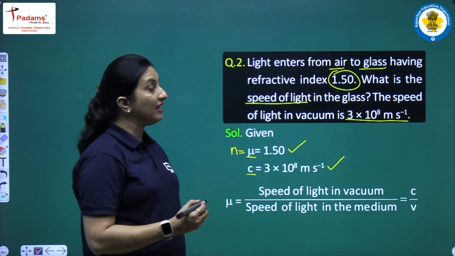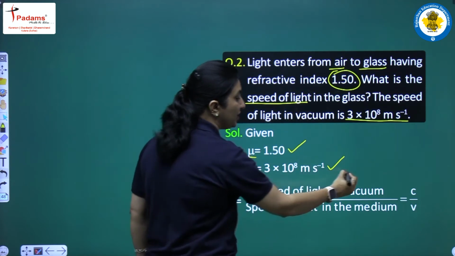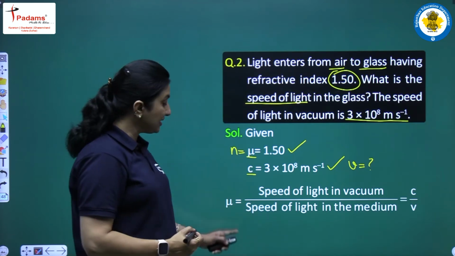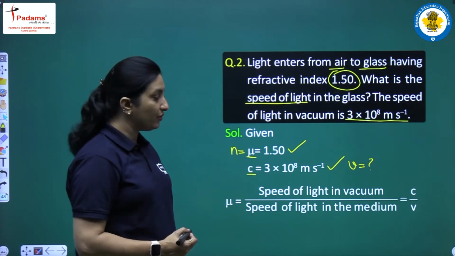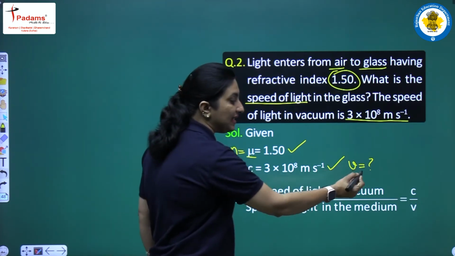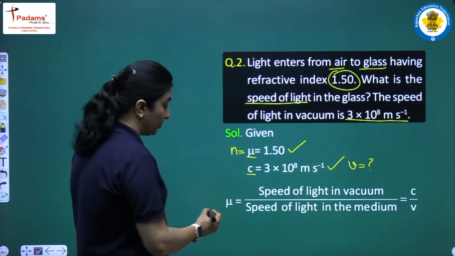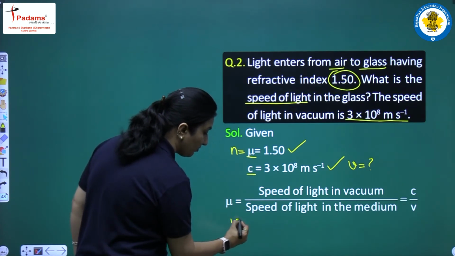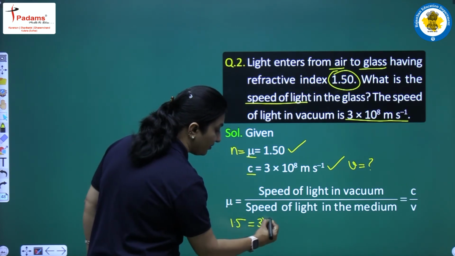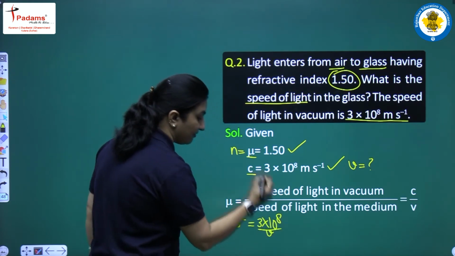Now what we need to find? We need to find the speed of light in the glass, that is we need to find V. Now students, here the formula used is mu is equal to speed of light in vacuum upon speed of light in the medium, which is given by C upon V. So if I substitute the values, then mu is 1.5, speed of light in vacuum is 3 into 10 to the power 8, and we need to calculate V.